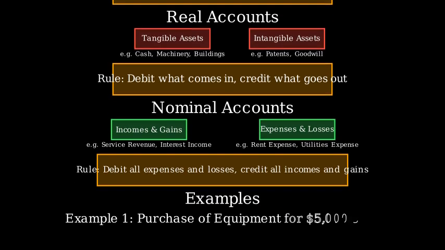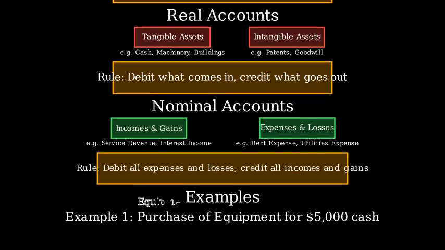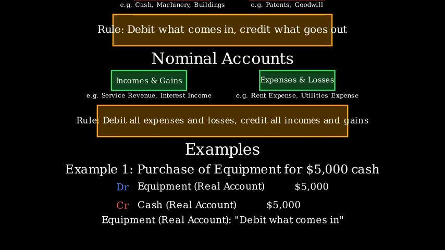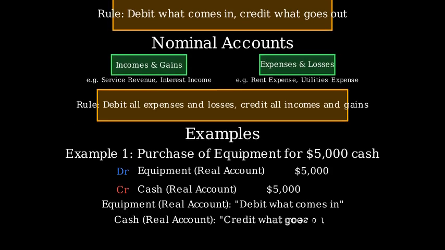Let's look at some examples to better understand these rules. First, when you purchase equipment for $5,000 cash, this transaction involves two real accounts: equipment and cash. Equipment is a real account and something is coming in, so we debit equipment for $5,000. Cash is also a real account and something is going out, so we credit cash for $5,000.